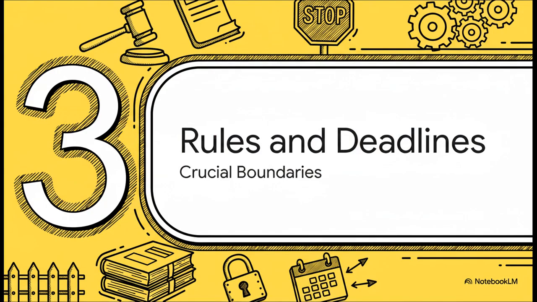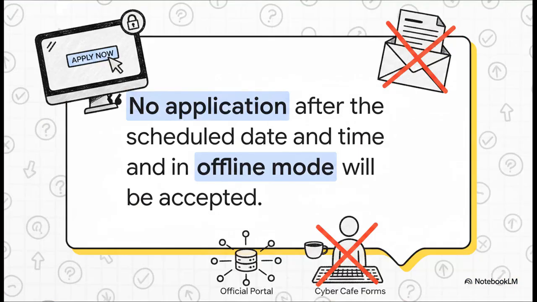Next up, Section 3, crucial rules and deadlines. The rule here is absolute. No application after the scheduled date and time and in offline mode will be accepted. Everything, and I mean everything, must be done strictly online through the official portal. They are not messing around with exceptions or offline forms. You can't have a cyber cafe submit an application on your behalf, and you certainly cannot drop a physical form in the mail. It's all on you online.